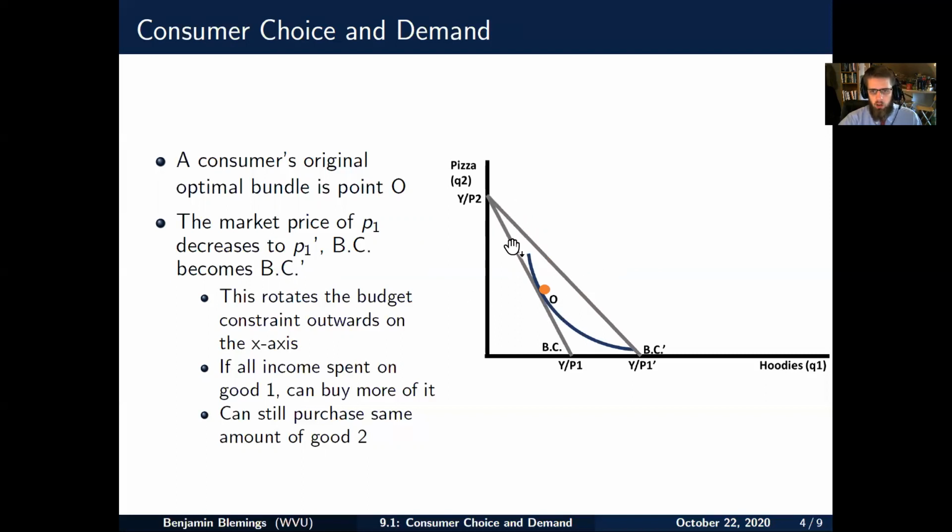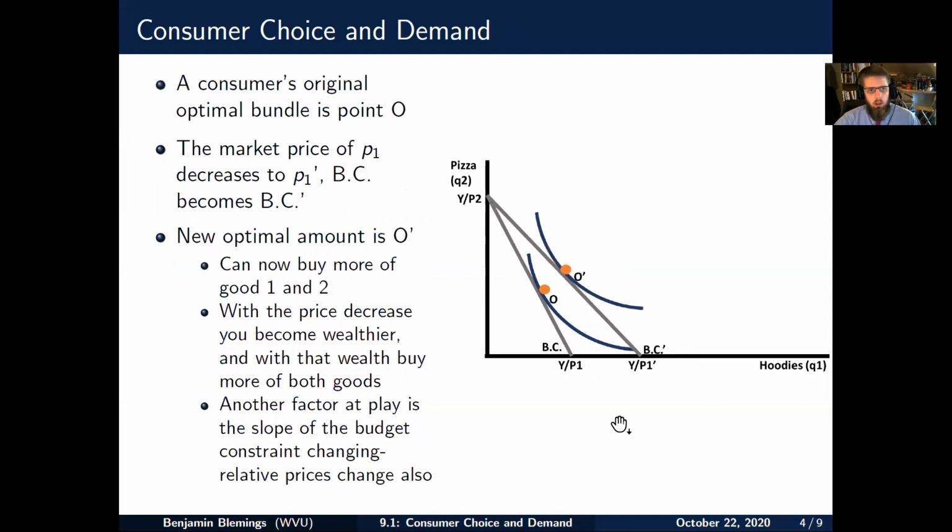So we've rotated this out because the price of good 1 has gone from P1 to P1 prime, rotating the budget constraint out. And if we spend all our money on good 1, because the price is lower, we can buy more of good 1. And that's why this hasn't changed, but this has. And so let's say our new optimal amount is O prime right here.